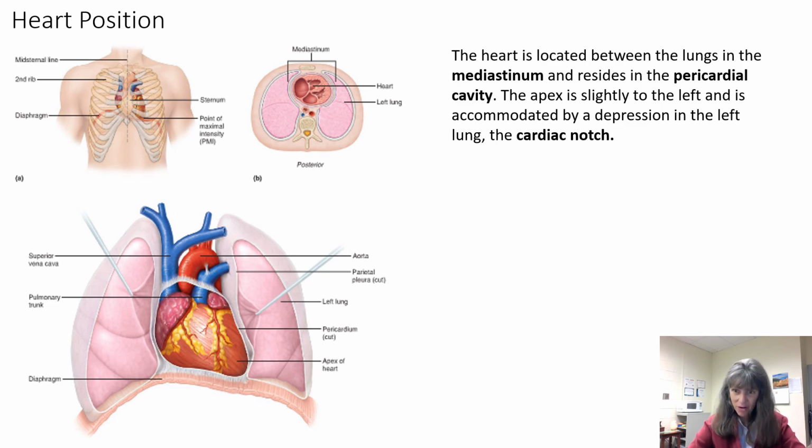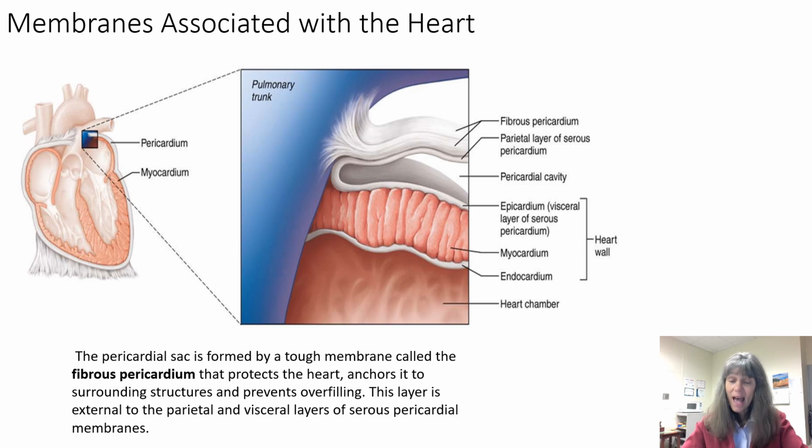The apex of the heart, which is that pointy end down to the right in the bottom picture, is located slightly to the left in the human body, and it's accommodated by a small depression in the left lung that's called the cardiac notch. As you'll recall from A&P1, most of the organs in the ventral body cavity have serous membranes associated with them that produce serous fluid, which helps reduce friction when organs move.